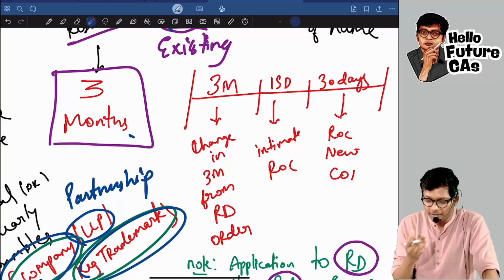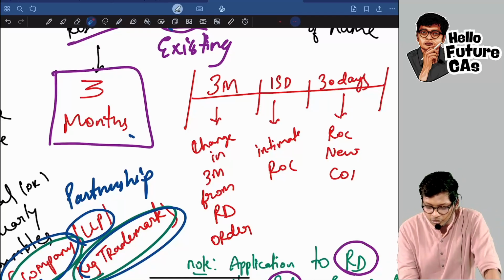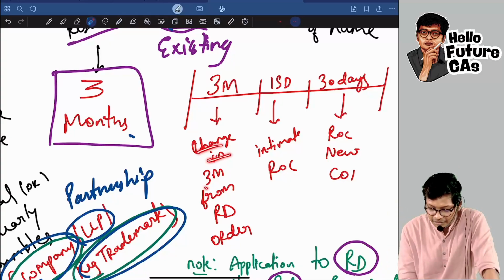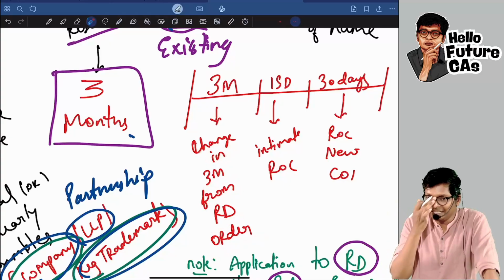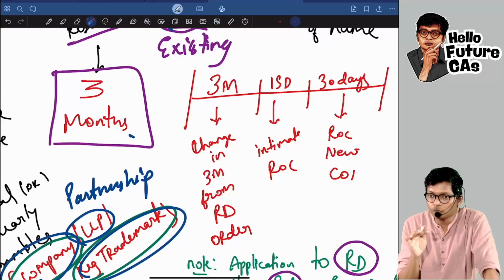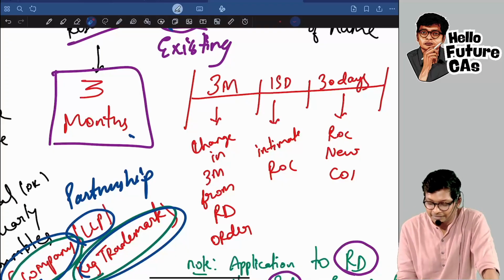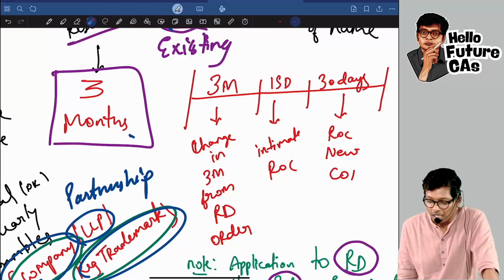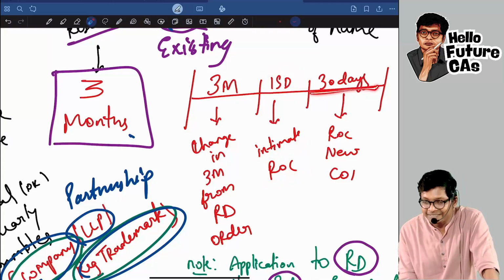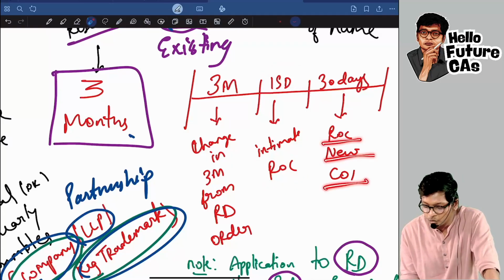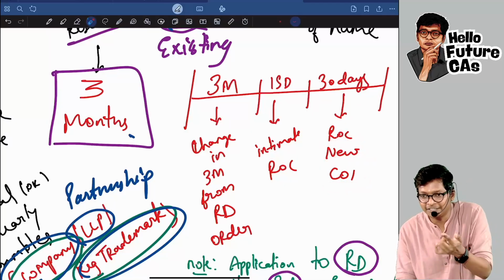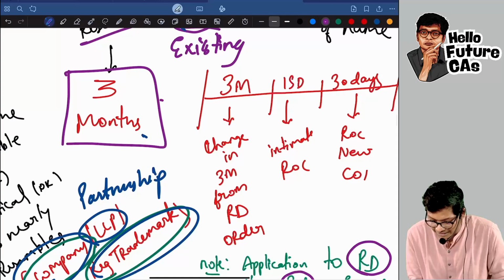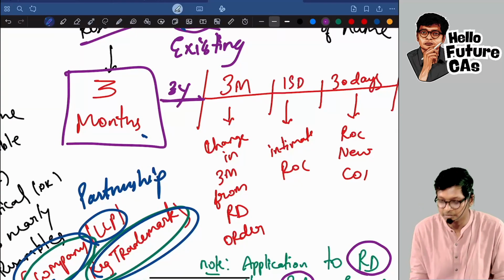LLP has copied. RD will ask you to change the name within 3 months. Change in 3 months from the RD order. Once they give you the order, you have to change within 3 months. Then once you change, within the next 15 days, intimate the ROC, and within the next 30 days, the ROC will give you a new certificate of incorporation with the new name. Are you following, guys? That means before the 3 months, I can add another timeline, 3 years.